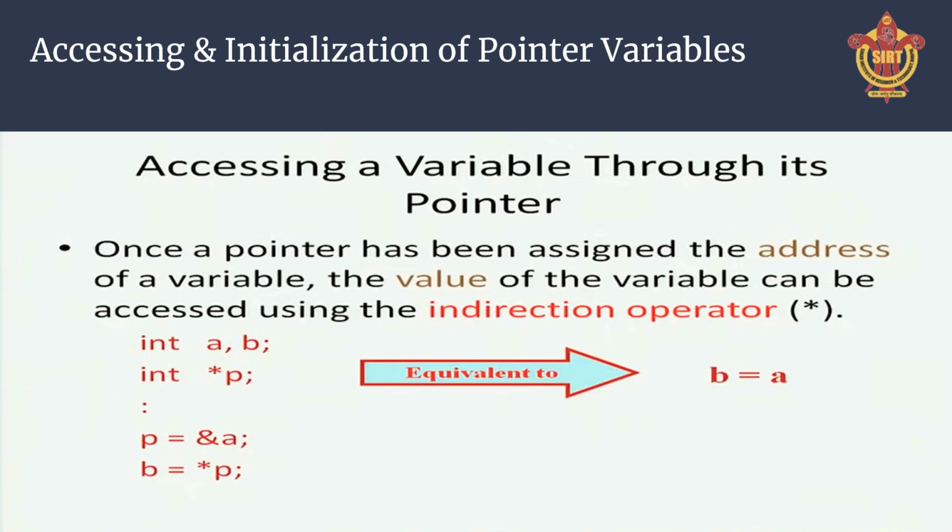So asterisk p gives the data value which is stored at this memory location. It means the memory location a. So this code is equivalent to b equal to a, means we are storing the value of a variable to the b, but not directly writing like this. We are copying the value of a from the memory location a.